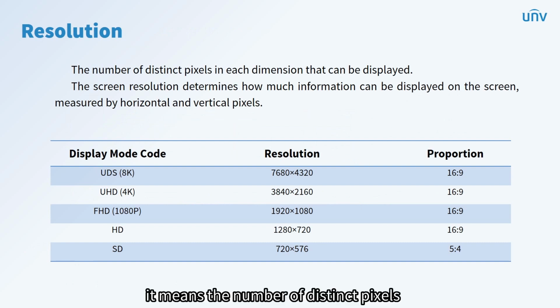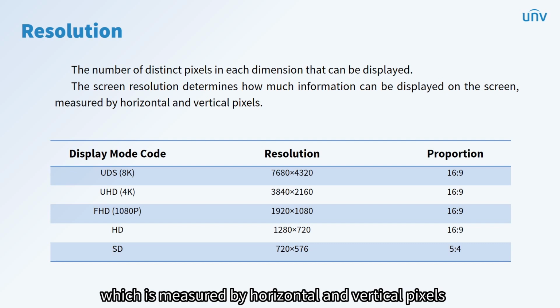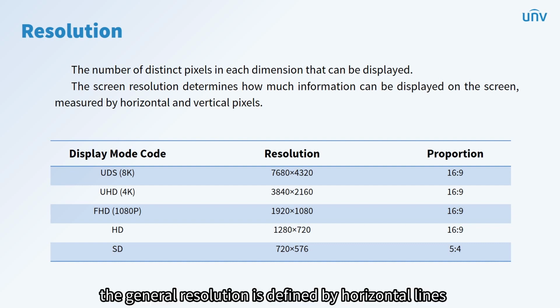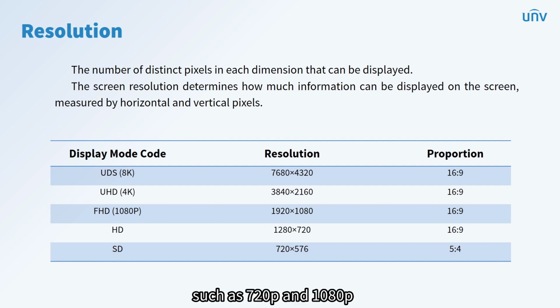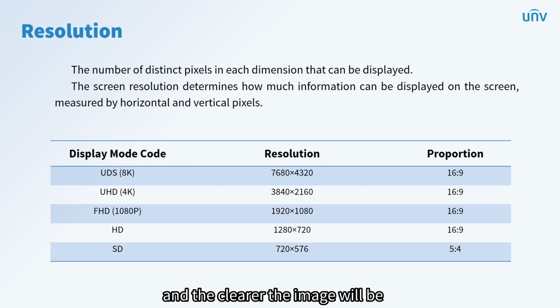It means the number of distinct pixels in each dimension that can be displayed. The screen resolution, which is measured by horizontal and vertical pixels, determines how much information can be displayed on the screen. The general resolution is defined by horizontal lines, such as 720p and 1080p. Generally, the higher the resolution of an image, the more pixels it contains and the clearer the image will be.